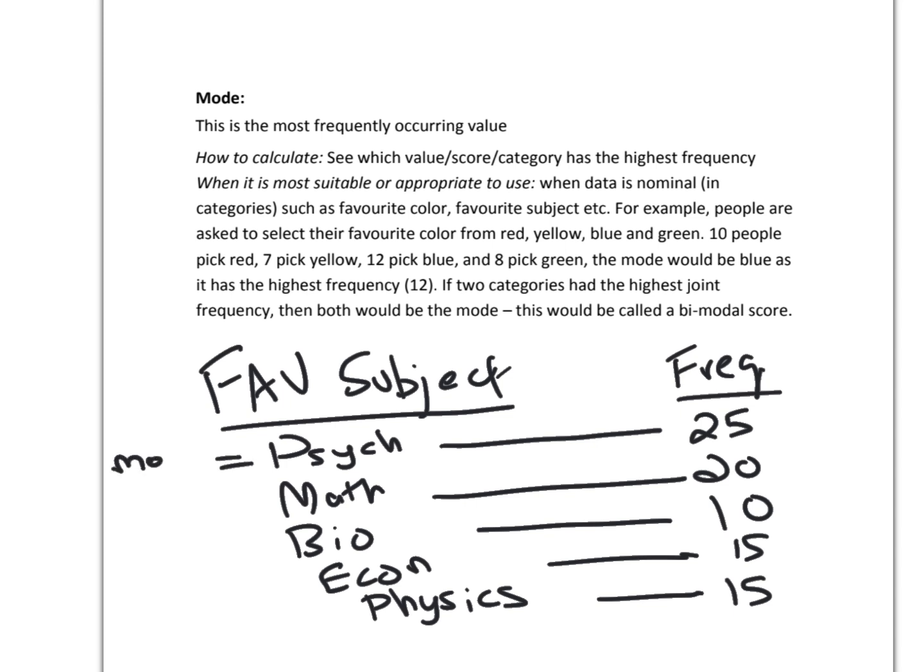It's not 25. 25 will not be the mode. The mode is always the category. We use the frequency to determine the mode, but the mode will always be from the category.